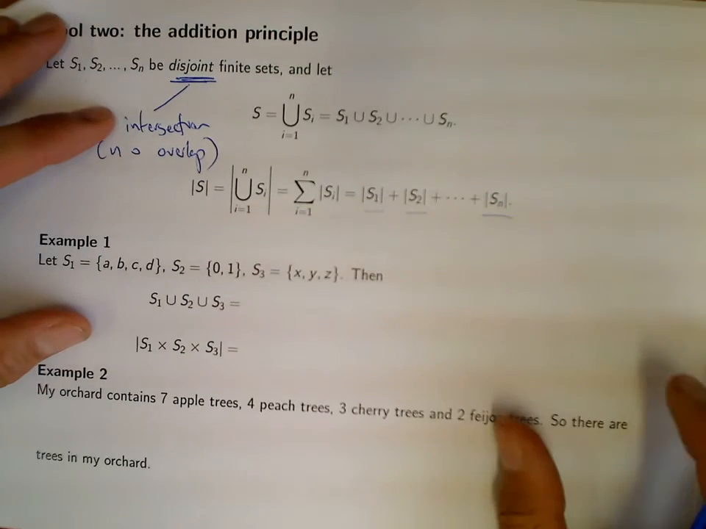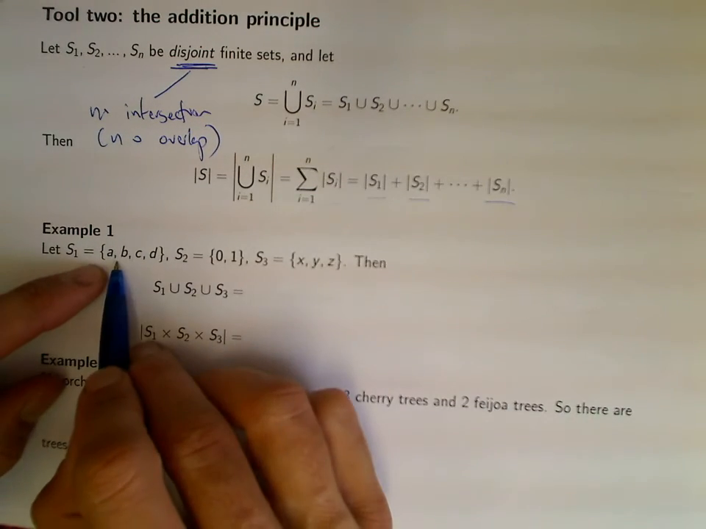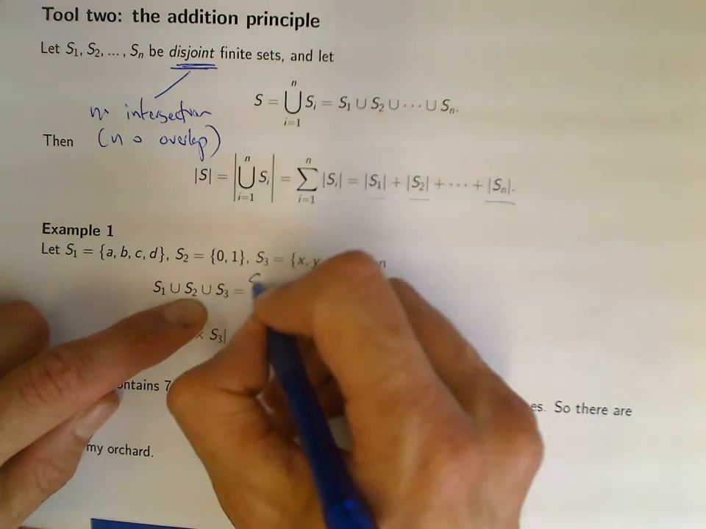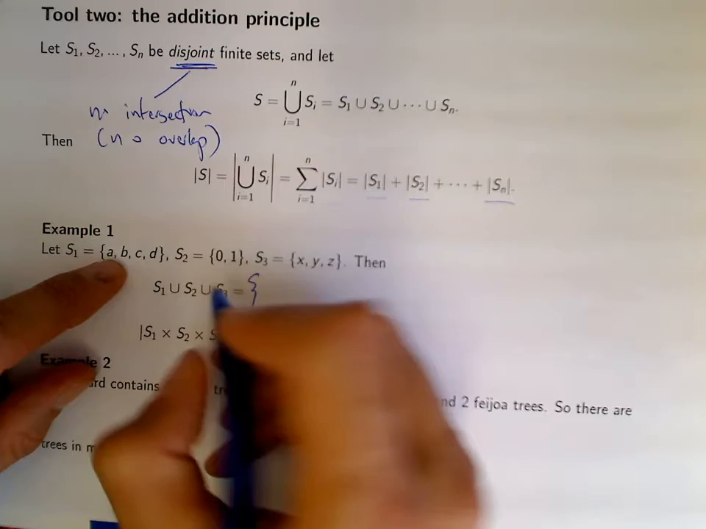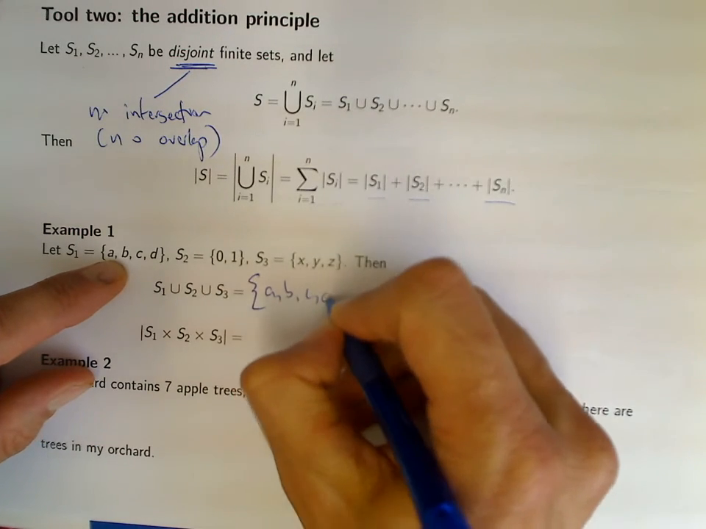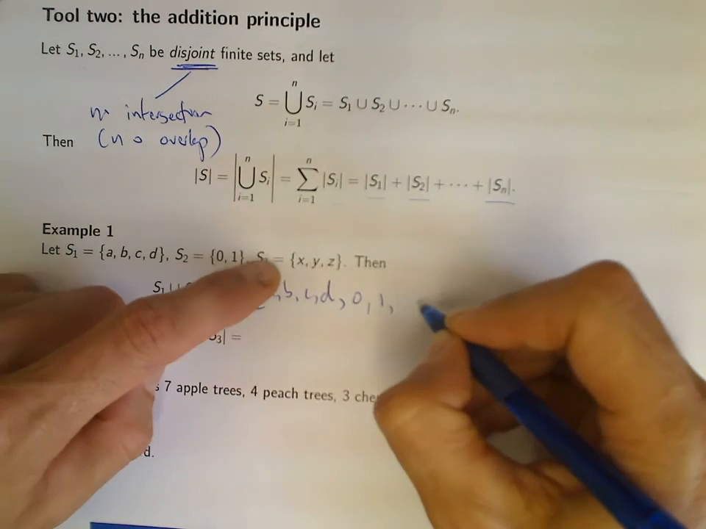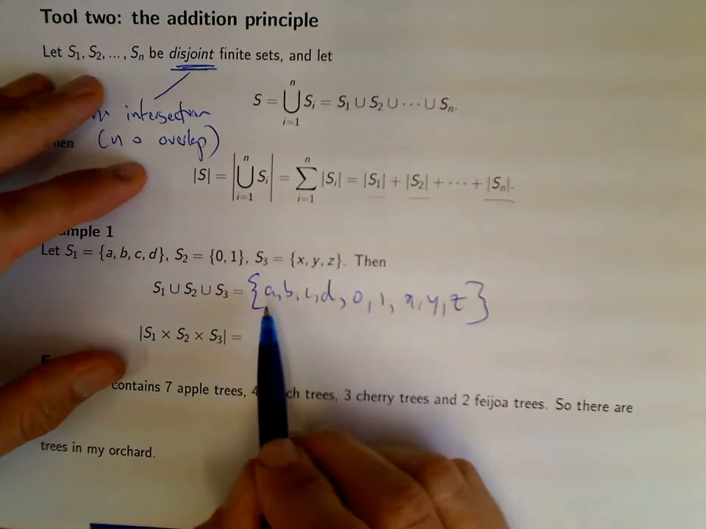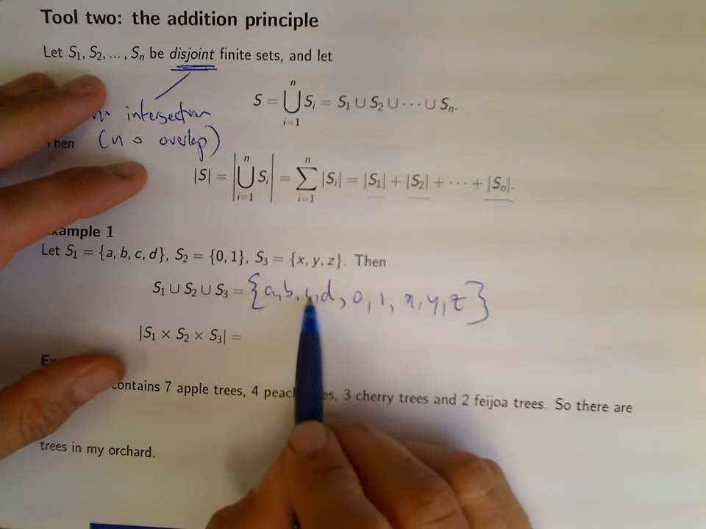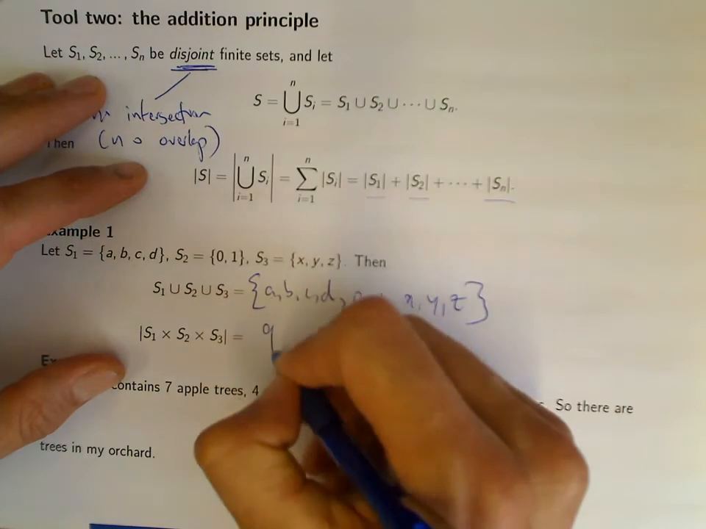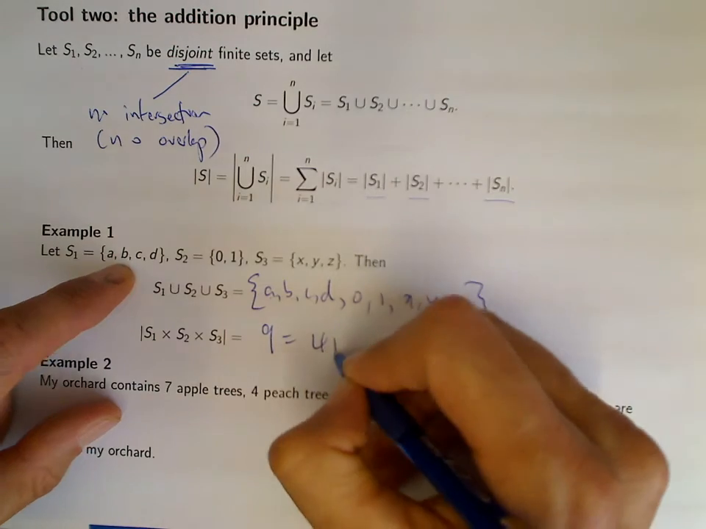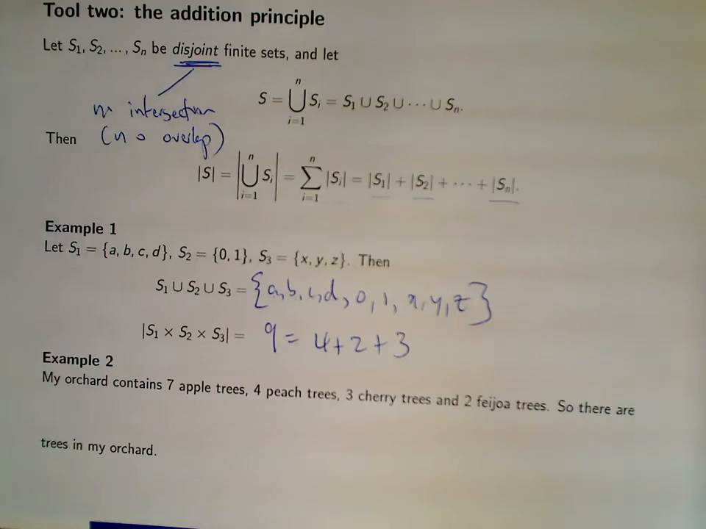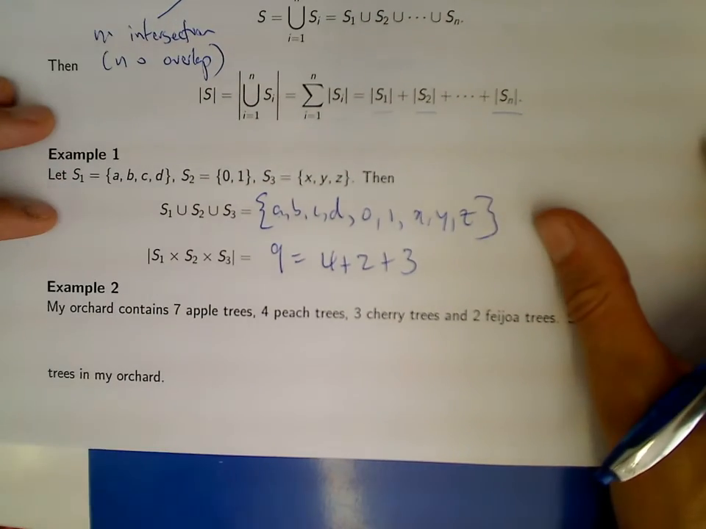Just to illustrate that, let's use our first example, our sets S1, S2 and S3 from before. Then S1 union S2 union S3, I just write down everything that's in one of those sets: A, B, C, D, and then 0 and 1, and then X, Y, and Z. If I count up how many elements I've got, 1, 2, 3, 4, 5, 6, 7, 8, 9. And that 9 is exactly this 4 plus this 2 plus this 3. Right?